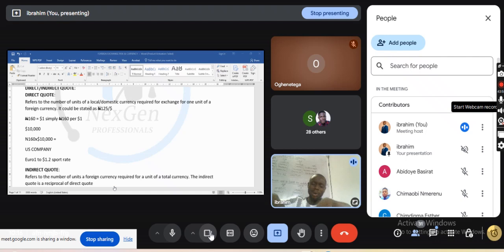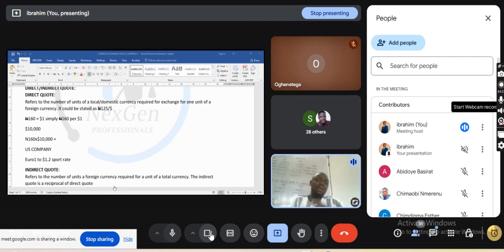When we get to interest rate parity, we'll talk more about domestic currency. But just understand that when you have a direct quote and a Nigerian company is involved, you look at the spot rate, and the spot rate is 160 naira to $1. Automatically, it's a direct quote, which means you have to multiply.